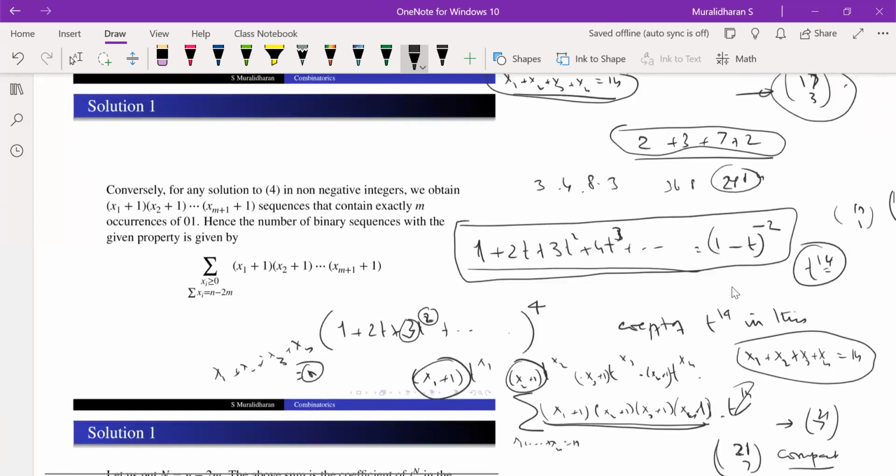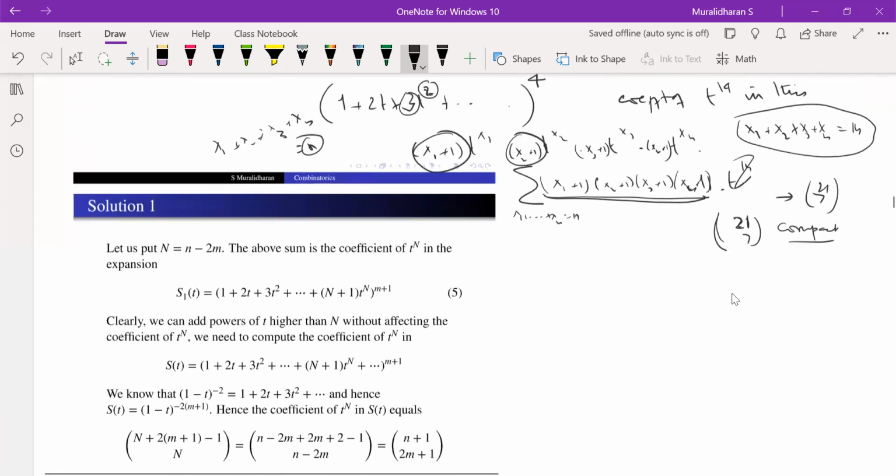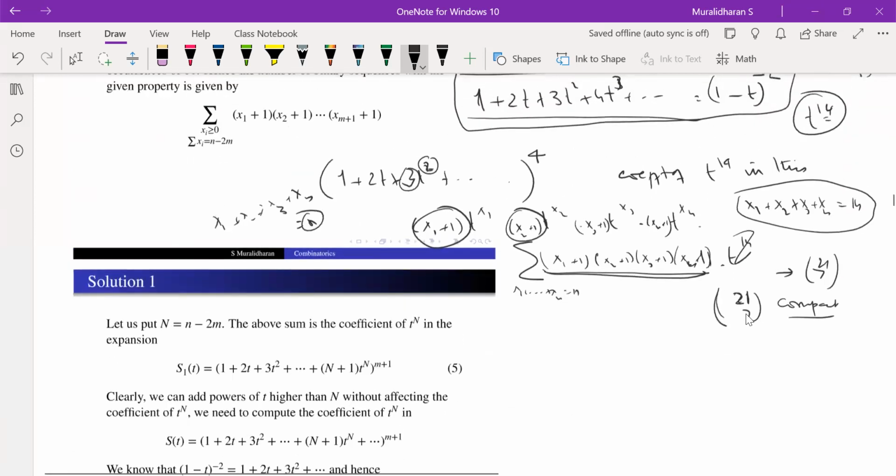Yes, Arnika. Sir, could you please explain the last part of this solution? I didn't quite get that. Yeah. Yes.